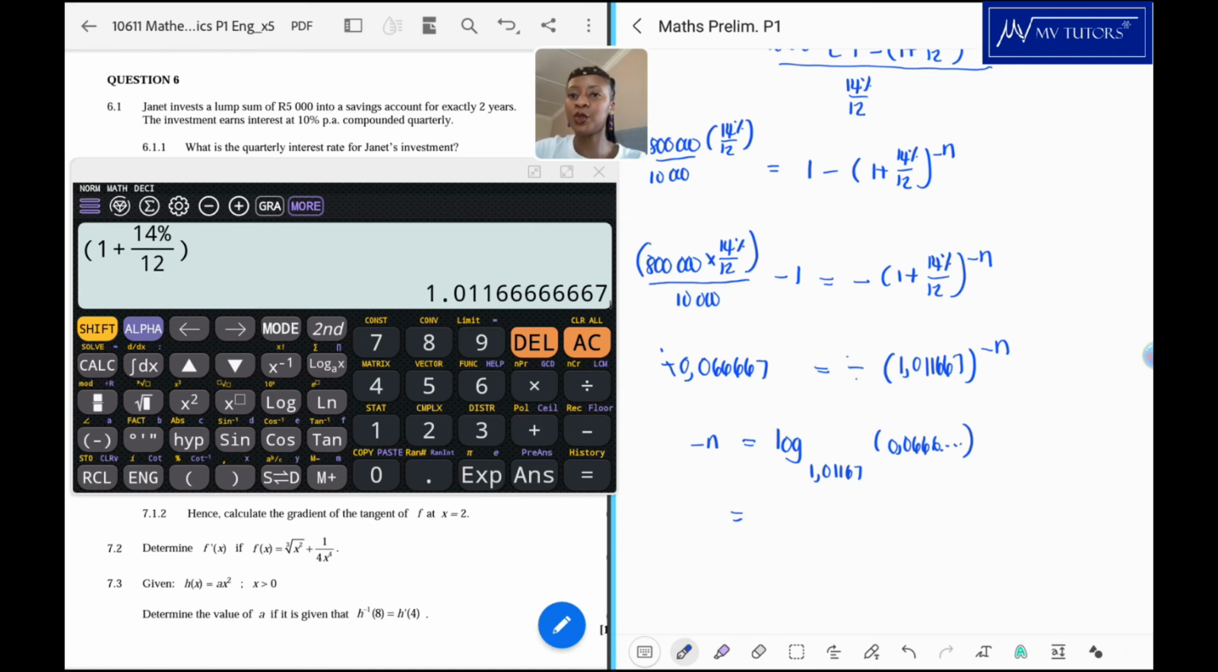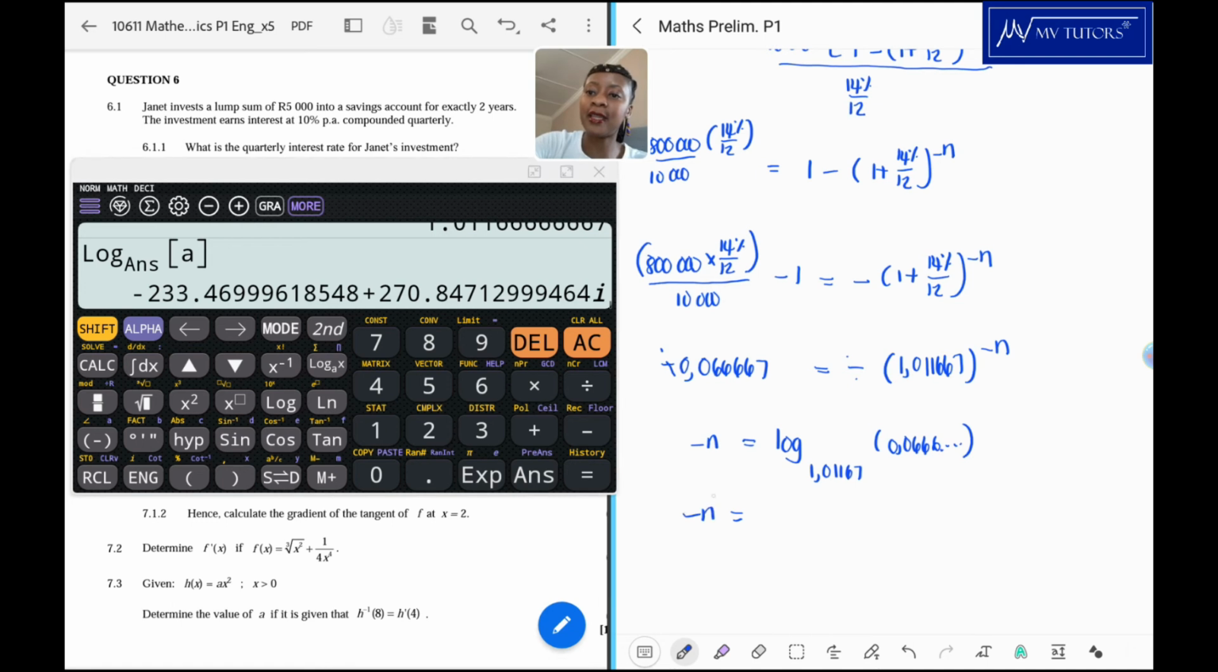So what I'm going to do is take the log of the answer that I had times alpha A. Remember, I saved that answer. I don't like rounding off early. I want to round off everything at the end. That's why I save the answers. So let's see. Oh my gosh. Oh no. Okay, so I have negative N is equal to negative 233.47. Okay, thank you, calculator. You have done your job.